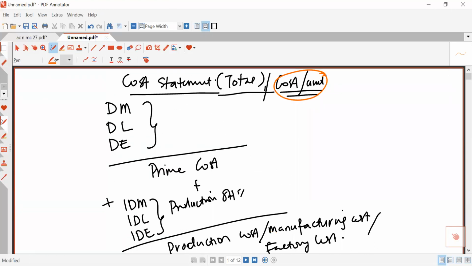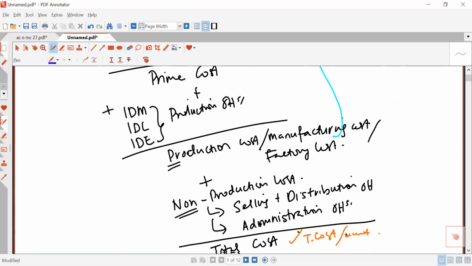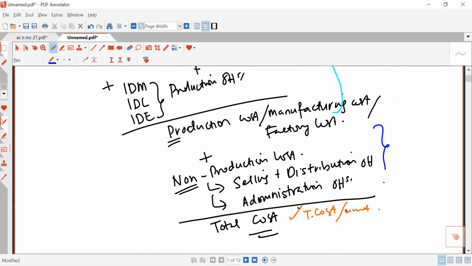We also did in the beginning chapter that from your direct material until your production cost here is called product cost. And this part here is called period cost. All these are revision.